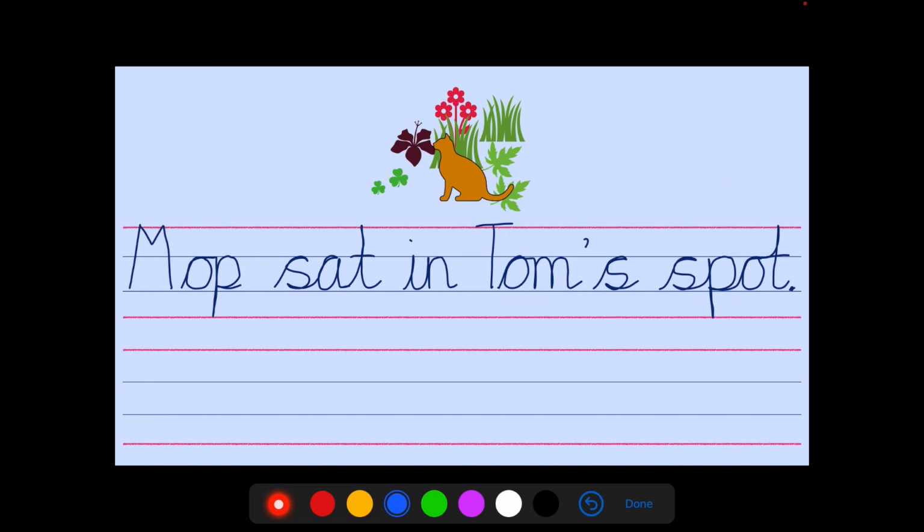Well done today. There's a lot to think about, and we will be covering it in the next few lessons to make sure that you have got the hang of these different apostrophe rules.